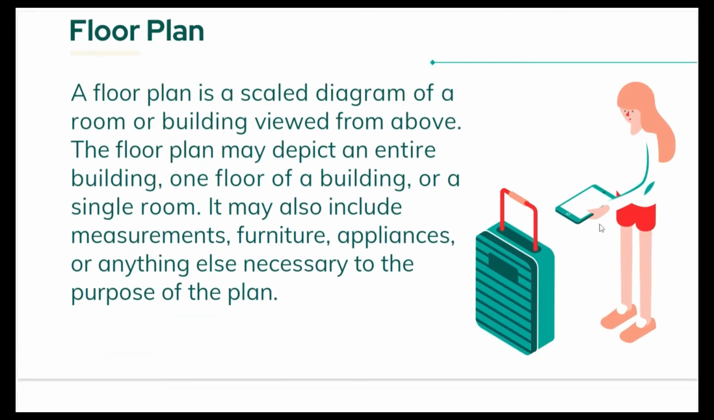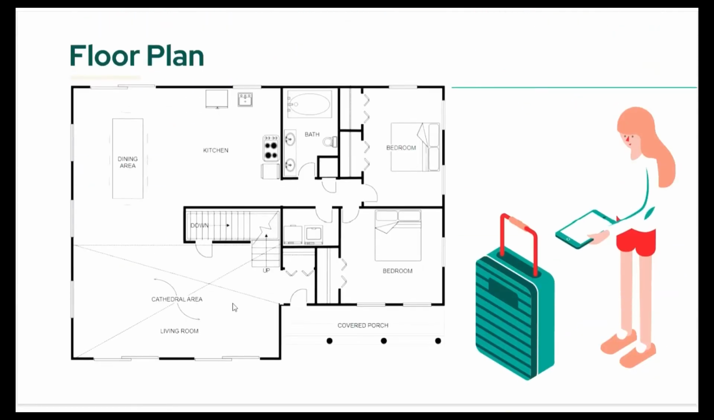Floor plan. A floor plan is also called a layout plan. It is a scale diagram of a room or a building. It may depict an entire building, one floor, or a single room. It also includes, of course, measurements, furniture, appliances, and anything that is related to the plan itself. This is an example of a floor plan of a one-story house with dining area, kitchen, living room, bedroom, and bathroom. It contains measurements and, of course, furniture.